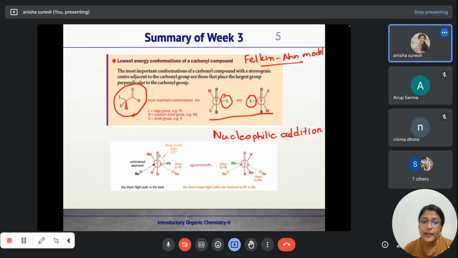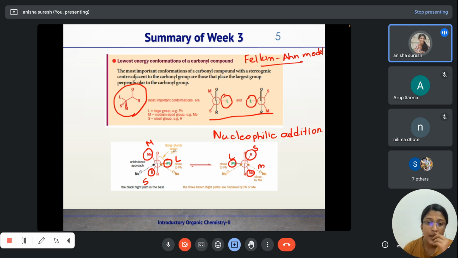Here the phenyl group is the largest group. In this case, the phenyl group is the largest group, this methyl group is the medium group, and this hydrogen is the smallest group. And in this case, this is the smallest, and this is the medium. So we are representing both these conformations here.